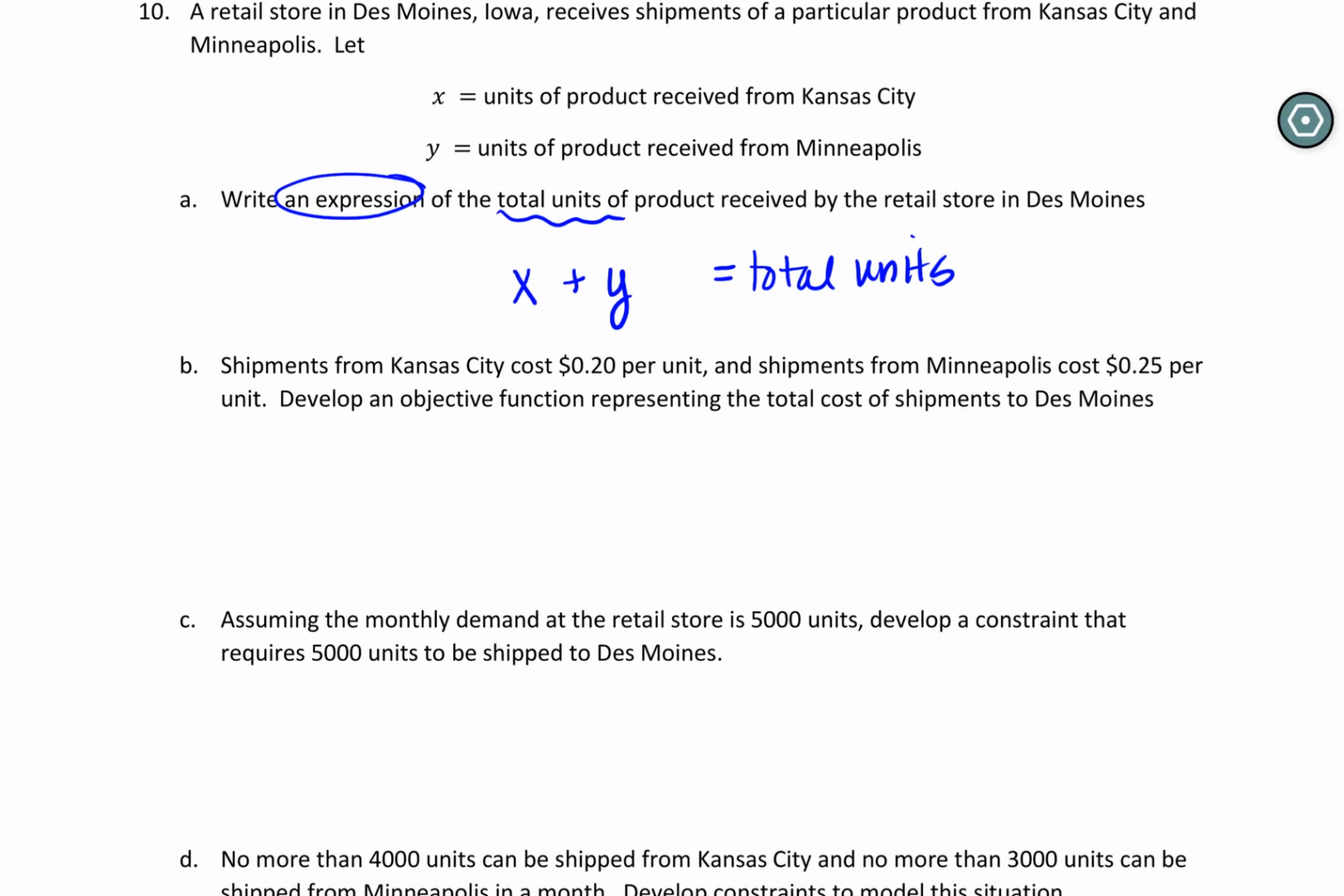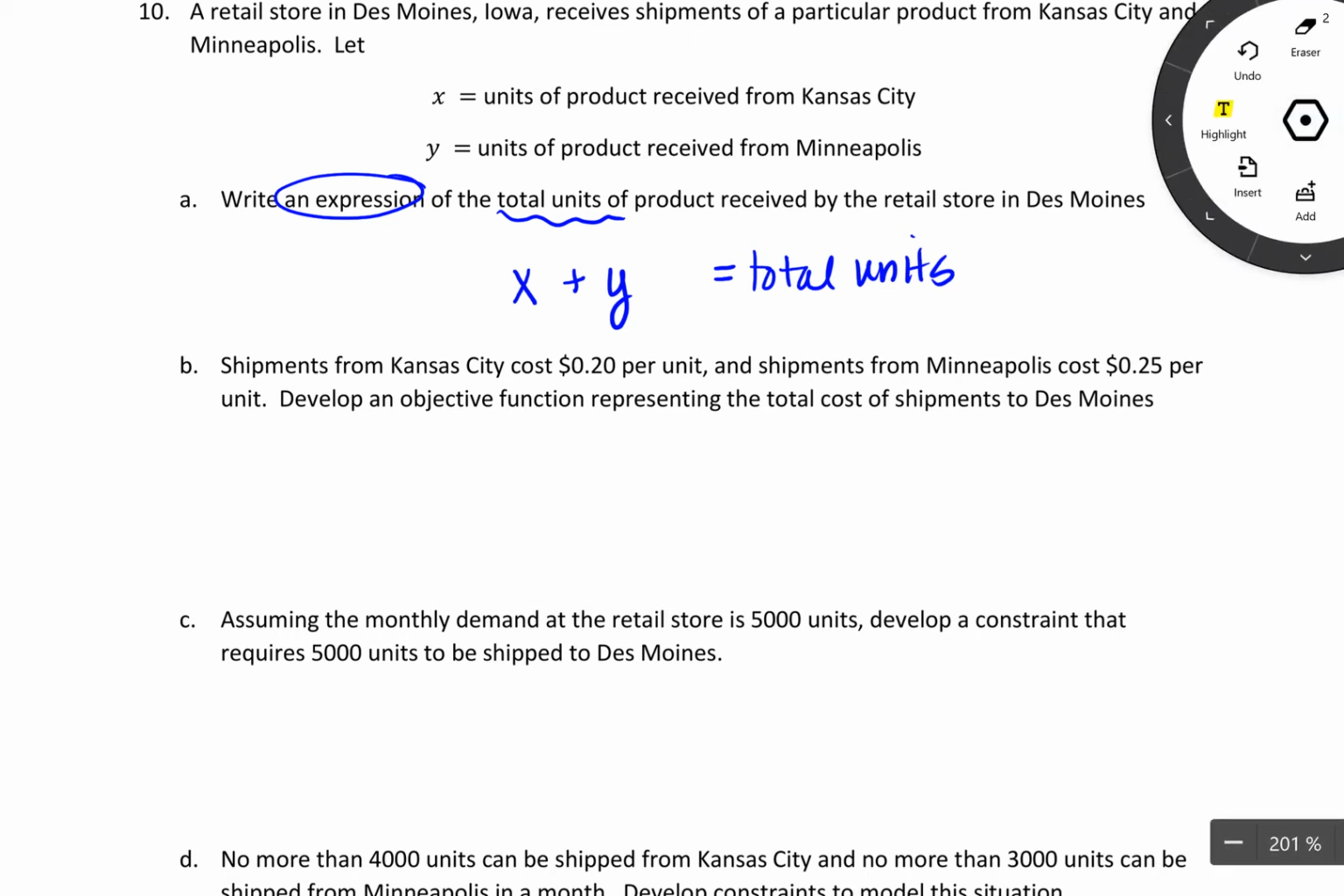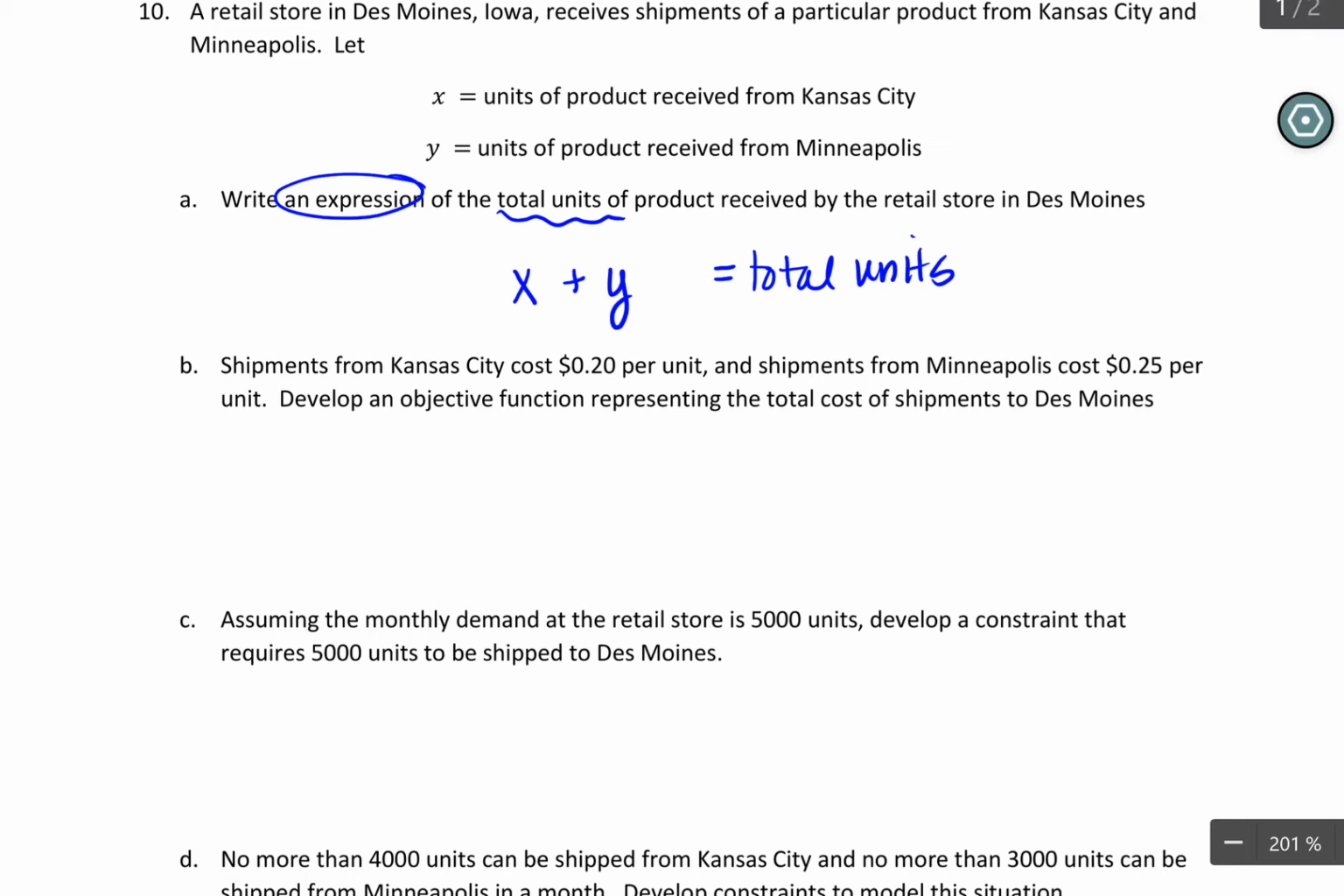Part B says shipments from Kansas City cost 20 cents per unit and shipments from Minneapolis cost 25 cents per unit. We want to develop an objective function representing the total cost of shipments to Des Moines. So we want to pay attention to the wording here. What we are looking for is the objective function, and that objective function represents the total cost. So what is everything going to cost that they get in Des Moines? So what equals the total cost paid by the store in Des Moines?